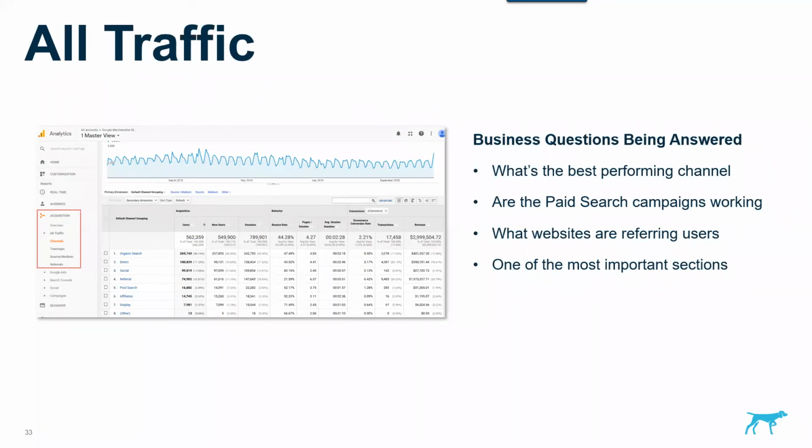So I think this is probably one of the most important sections. I think all sections in GA are important to look through, but this is probably one report that I certainly spend a lot of time looking at, the all traffic section. It gives you details on where your traffic is coming from. You can compare different metrics amongst the channels. Is your paid search performing better than organic search or worse? Is the quality of traffic coming via direct better than the others, for example, and so on.